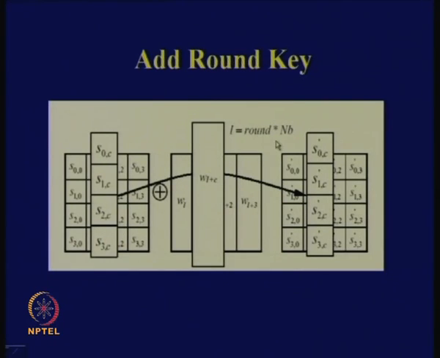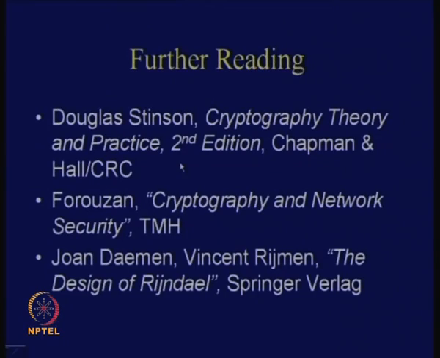The subsequent step is a very simple step which is called the add round key. So you take the key and you just XOR that with the state matrix. So that concludes today's part. You can read further from the book of Douglas Stinson and by Forouzan, and also I have followed certain things from the original book, The Design of Rijndael, written by the authors themselves, Joan Daemen and Vincent Rijmen.